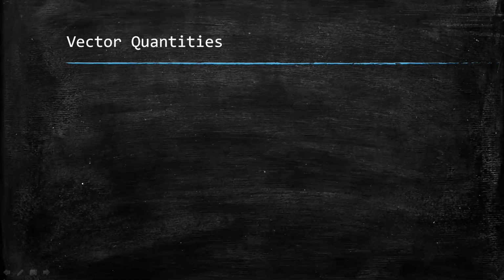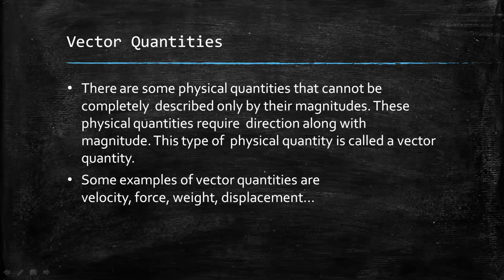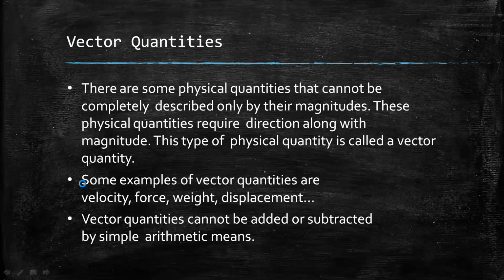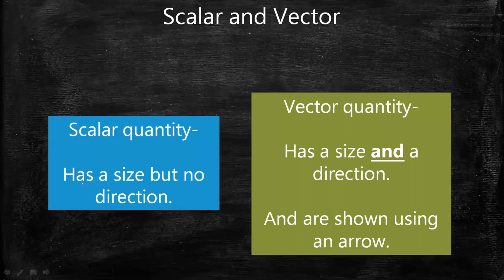useful. So those kinds of physical quantities which need both magnitude and direction for their complete description are called vectors. Examples of vectors are velocity, force, weight, displacement, etc. So in short, scalars have just a size, no direction. But vectors have a size as well as direction.